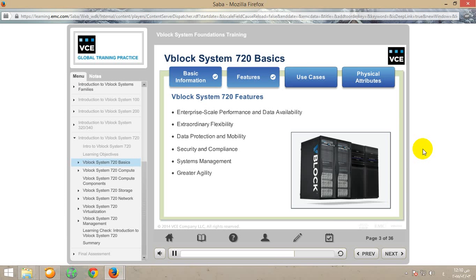Greater agility. Because the vBlock System 720 is pre-integrated, pre-tested, and validated in the factory, vBlock System can be ordered and delivered within 45 days. Deployment is typically within a week, which includes knowledge transfer.